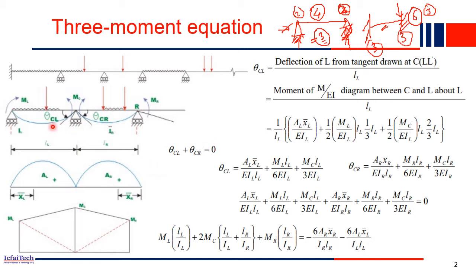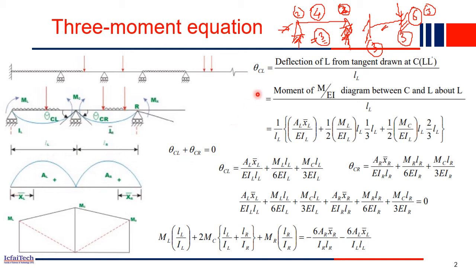Now let's find out the values of theta CL and theta CR. How to calculate slopes? Already we saw the geometric method, so we know how to calculate the slope. We can employ the moment area method or the conjugate beam method, any method, and find out theta CL and theta CR. Here we have employed the moment area method, as it is very easy to calculate using it.